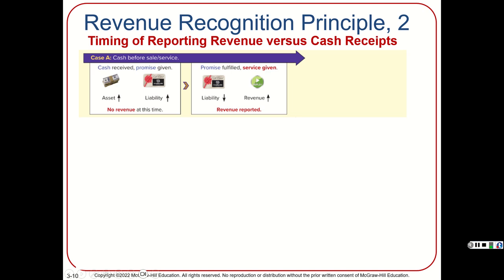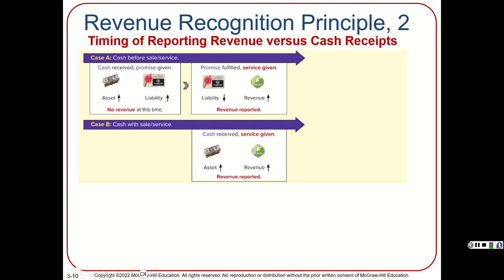Then May comes around. The services are performed. There's no exchange of cash again at this time, but the liability is going to go down because it's no longer something that is not earned. The cash has been earned, so the liability is going to go down and the revenue is going to go up. When cash is received and the service is given, the asset's going to go up and the revenue is going to go up.